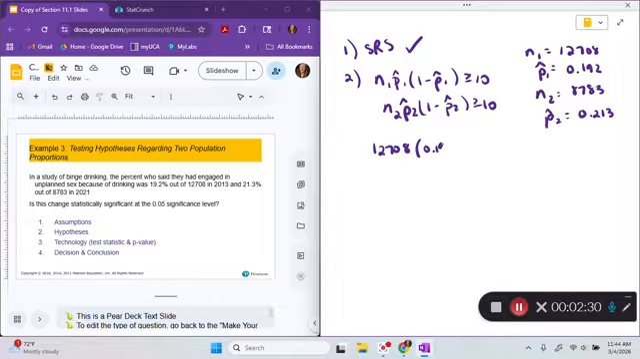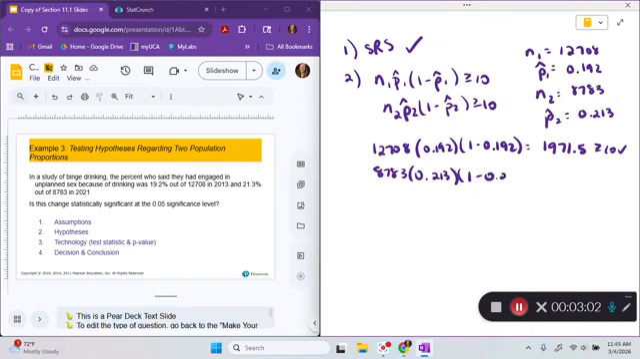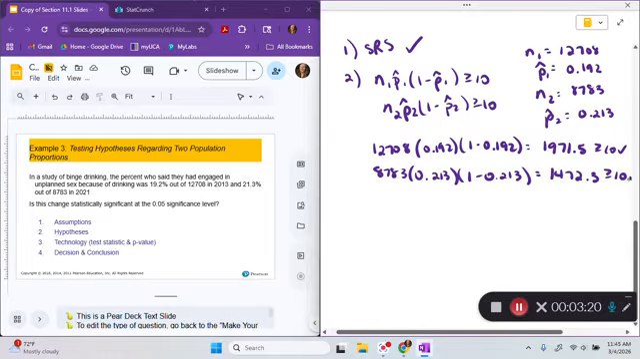When we plug those numbers into this equation, let's see what we get. 12,708 times 0.192 times 1 minus 0.192. Let me get my calculator. All right, so I get 1,971.5. That's definitely bigger than 10, so we're good on that one. And then for the second one, we have 8,783 times 0.213 times 1 minus 0.213. Again, I'm going to put that in my calculator, and I get 1472.3. Again, bigger than 10. We are good on that one.